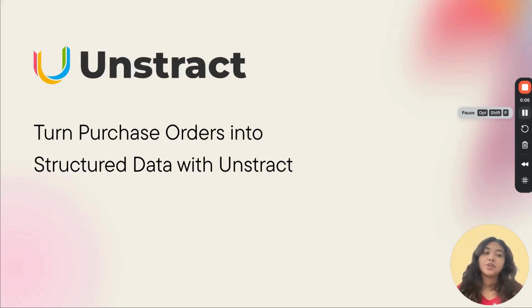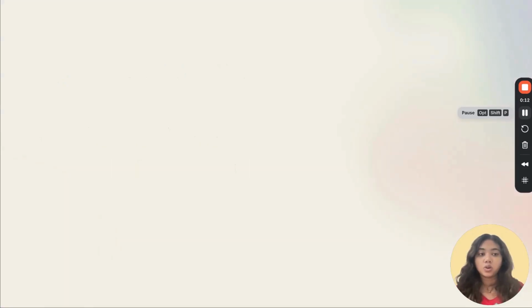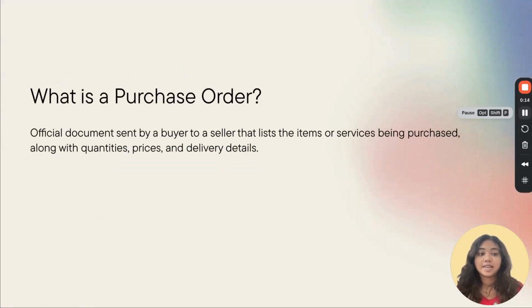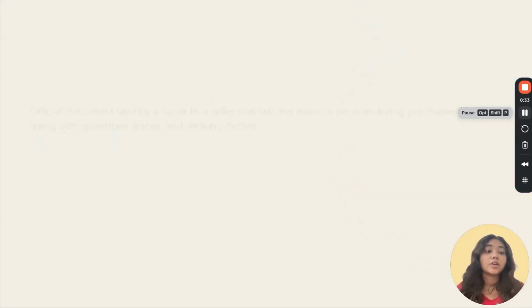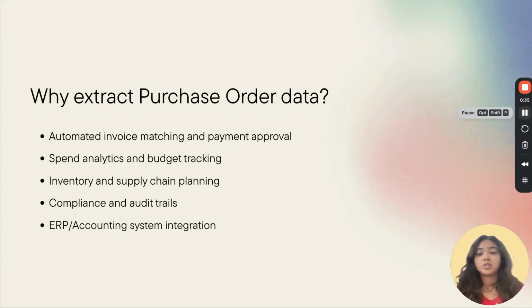Hey everybody, in this video we're looking at how to turn purchase orders into structured data with Unstruct. Now, a purchase order is an official document sent by a buyer to a seller that lists the items or services being purchased, along with quantities, prices, and delivery details. It serves as a legally binding contract once the seller accepts it, protecting both parties by clearly documenting what's being ordered.